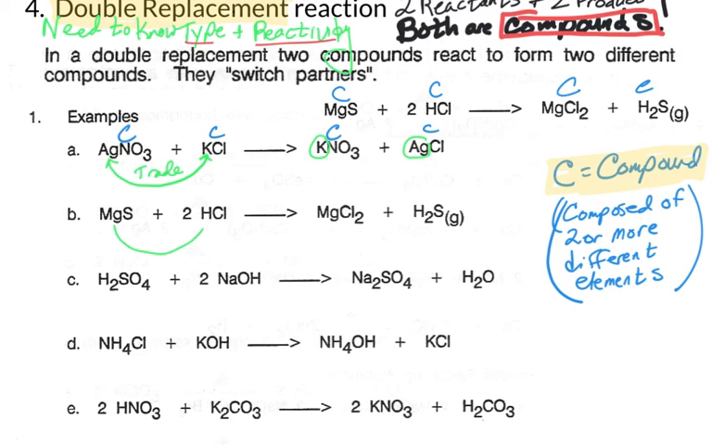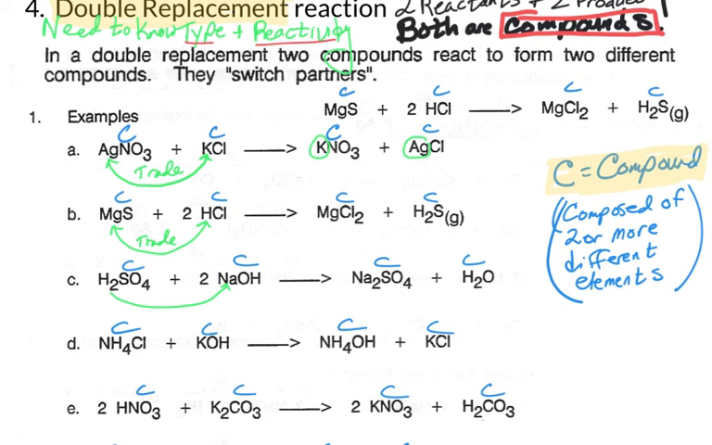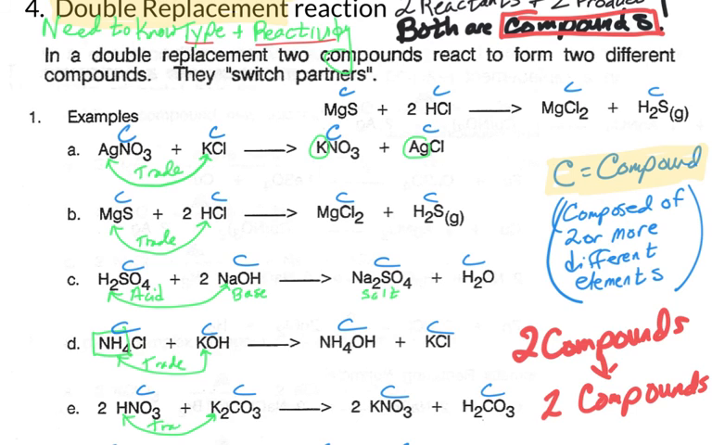This also happens with acids and bases. We're going to see a very specialized one called a neutralization reaction. And letter C is a great example of that. Here we have H2SO4, which is a compound known as an acid, and we're going to mix that with sodium hydroxide, which is a compound known as a base. And when we're done, we're going to make a salt, in this case sodium sulfate, and we're going to make water, which is a molecular compound. So we're taking the H from one and the OH from the NaOH, putting that together and making water, and we're leaving behind the sodium and the sulfate. And again, the key point here is two compounds form two new compounds.